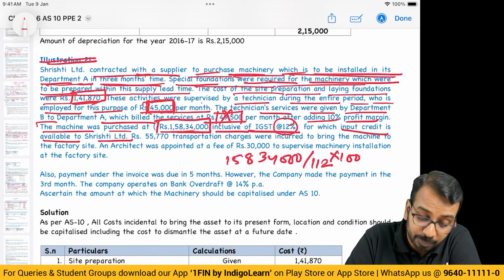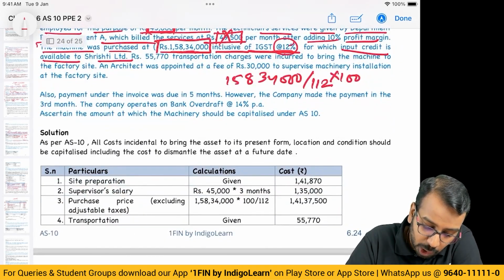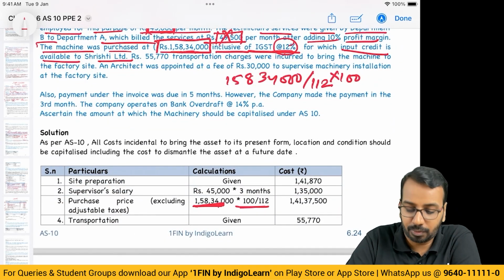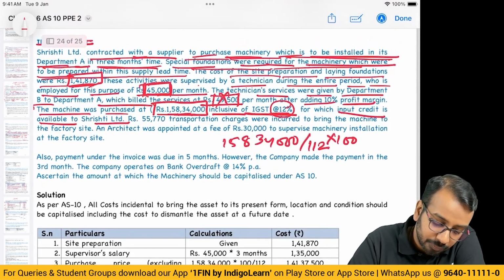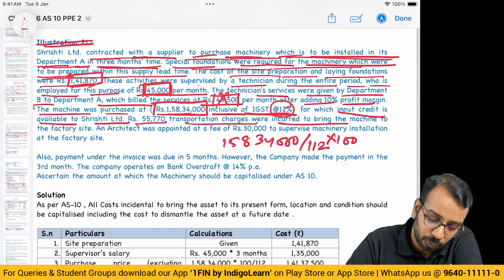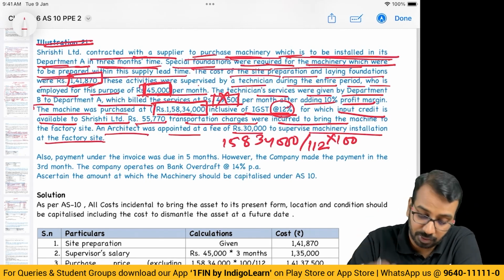So why are you doing that? Because this 12% we get credit. So when you calculate 1,58 lakhs into 100 divided by 112, we get 1,41,37,500. 55,770 transportation charges were incurred. Will we include? Yes, we will include. An architect was appointed at a fee of 30,000 to supervise the machinery installation. Will we include? Yes, we will include.